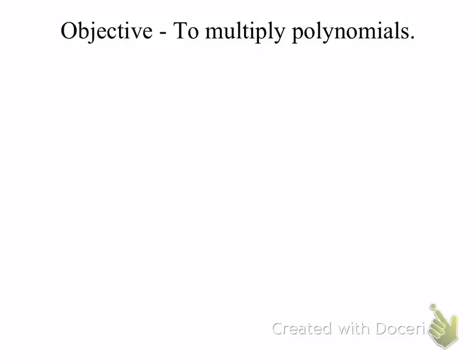Today we are multiplying polynomials. This is section 7.2 of the book. I switched the homework, please note, to page 369, 1 through 43, all plus 45.